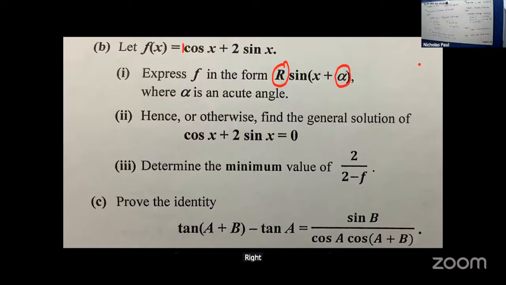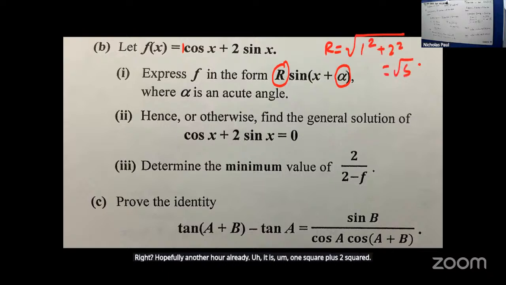Hopefully you're done with R already. R is the square root of 1 squared plus 2 squared, which is root 5. I want you to find alpha. Remember, alpha is acute, so it's always in the first quadrant. That's why we don't want it negative.